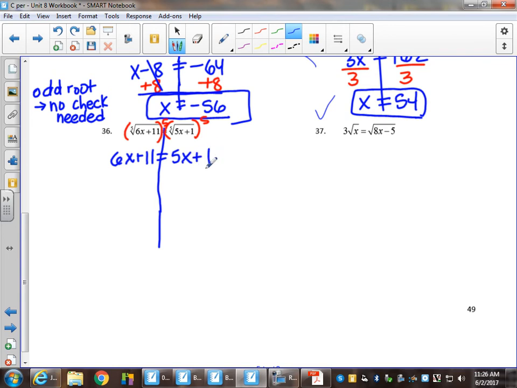And from here, we're back to our ninth grade solving skills. So what are we going to do first? Careful. Can I combine like terms across this line? No. Would I add 11? Hold that question for a second. This is a positive 11, so we'll subtract 11.